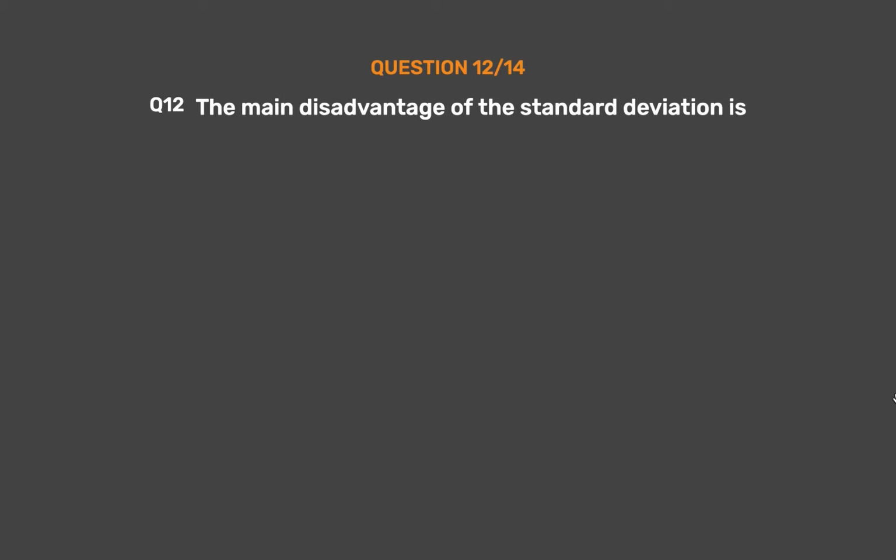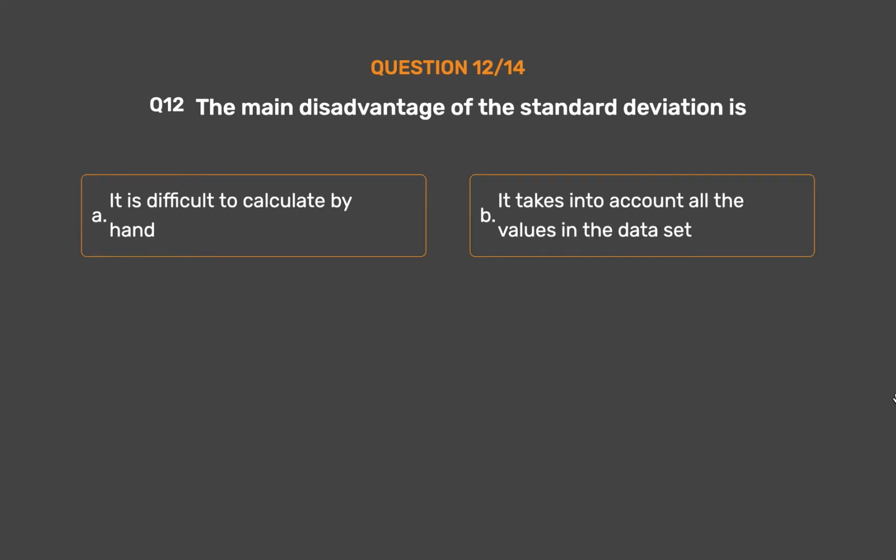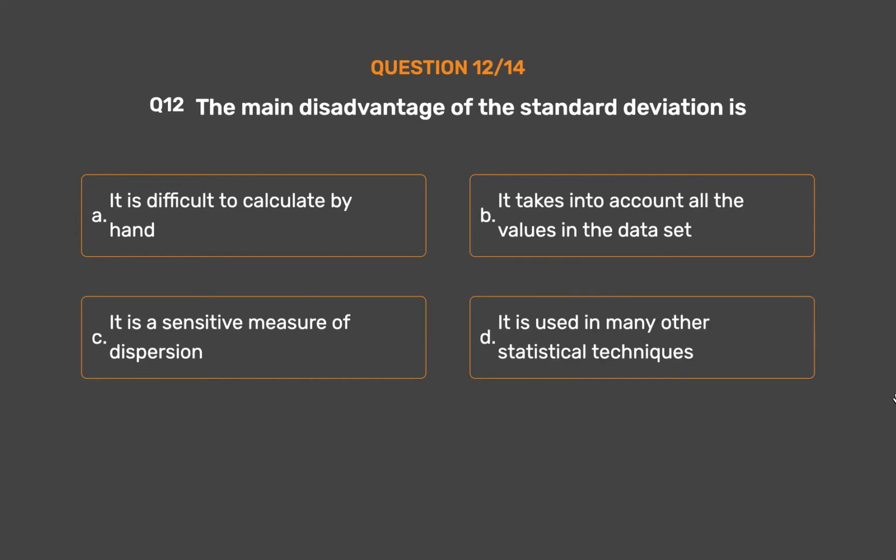Question number 12. The main disadvantage of the standard deviation is. Option A. It is difficult to calculate by hand. Option B. It takes into account all the values in the data set. Option C. It is a sensitive measure of dispersion. Option D. It is used in many other statistical techniques. The correct answer is option A.